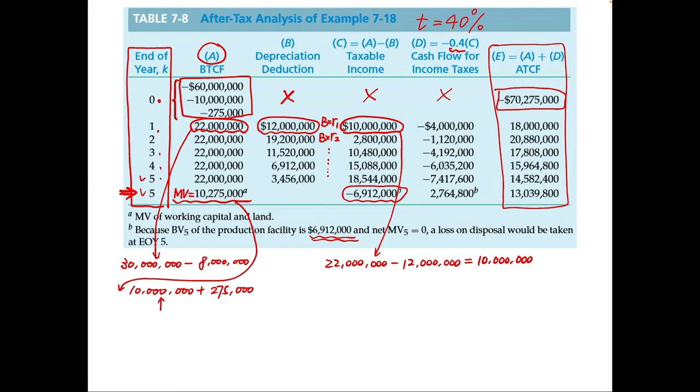So this is for the workforce. It's not depreciable, so the value is still that. And this is the land. And actually you have a 0, that is the facility. Okay, so that's why you have this MV as 10,275,000.